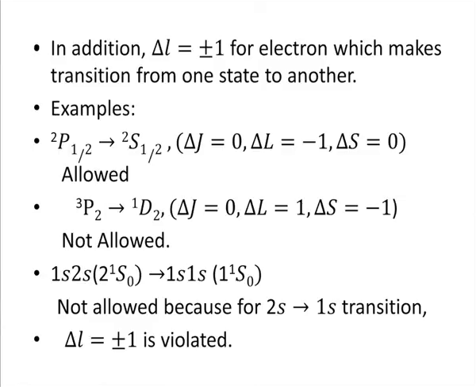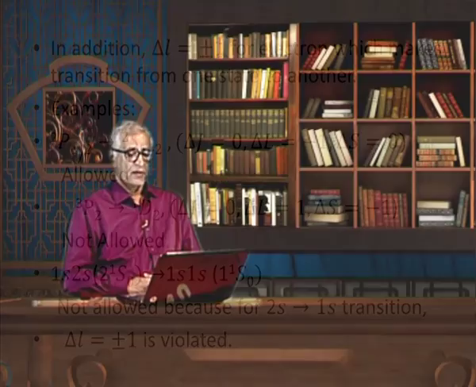2P 1/2 to 2S 1/2. In this transition, we have delta J is equal to 0, delta L is equal to minus 1, delta S is equal to 0, and hence it is allowed because of the selection rules I mentioned before. Consider another. 3P2 goes to 1D2. Here delta J is 0, delta L is equal to 1, but delta S is minus 1. So, it is not allowed. We have seen that delta S should be 0.